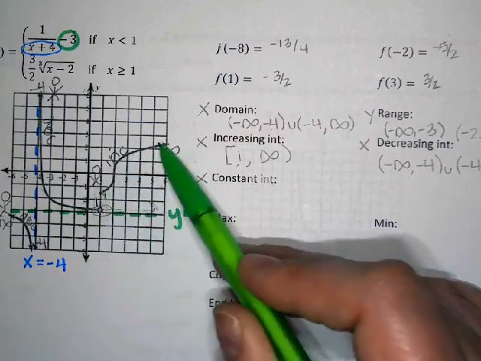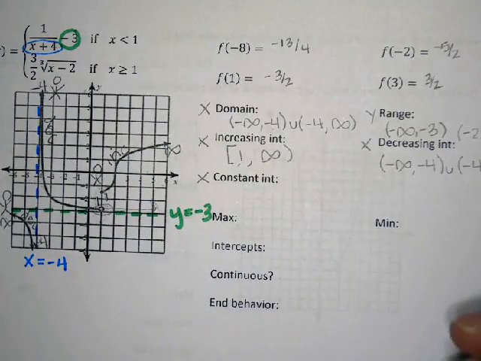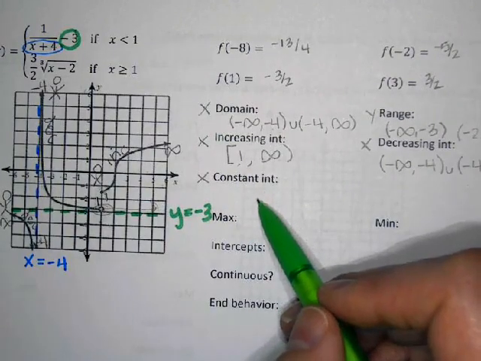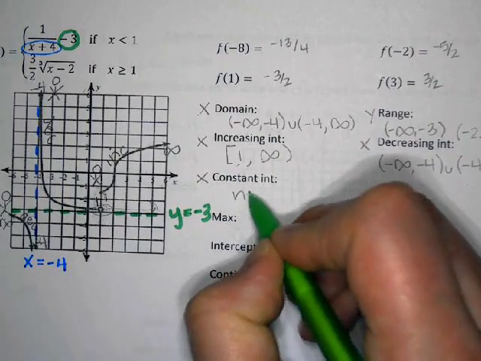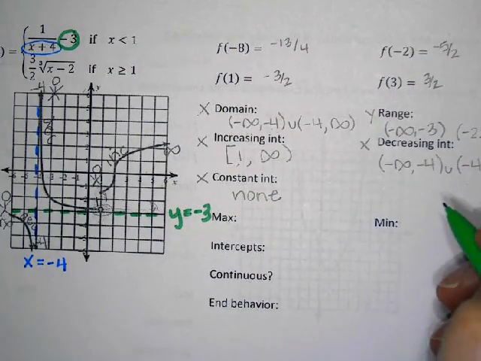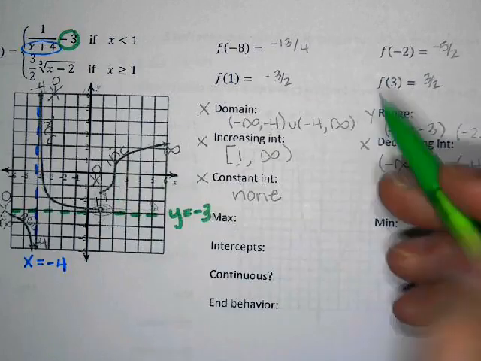1 to infinity. Okay, a constant interval would be if it was completely flat, not going up, not going down, completely flat. So here we're going to say none. There were no constant intervals. That's like this, and it's straight up. It's still increasing. It's like you're climbing straight up a mountain for a second. But if it was turned the other way, then it would be.